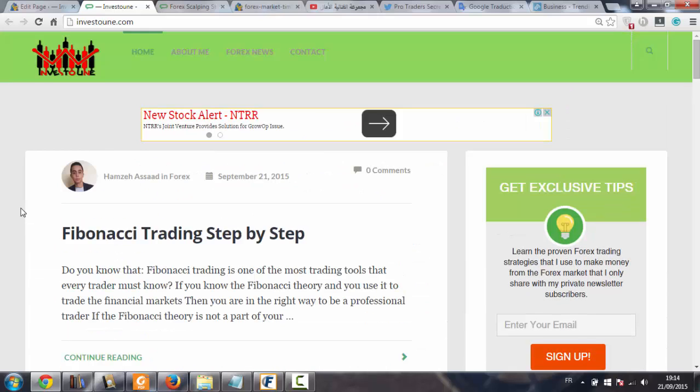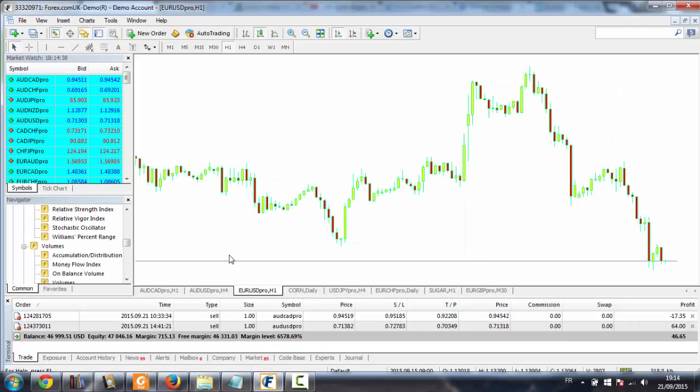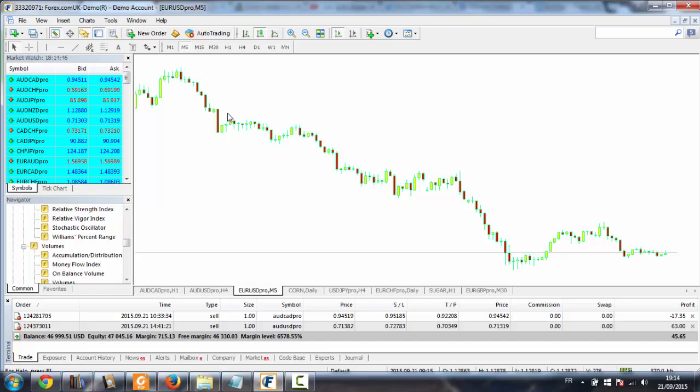So, we're gonna scalp the market in just a few minutes. Here is the EUR/USD chart, time frame 1 hour. We're gonna scalp the market using the 5 minutes time frame, to scalp the market easily and start making money using the scalping techniques.